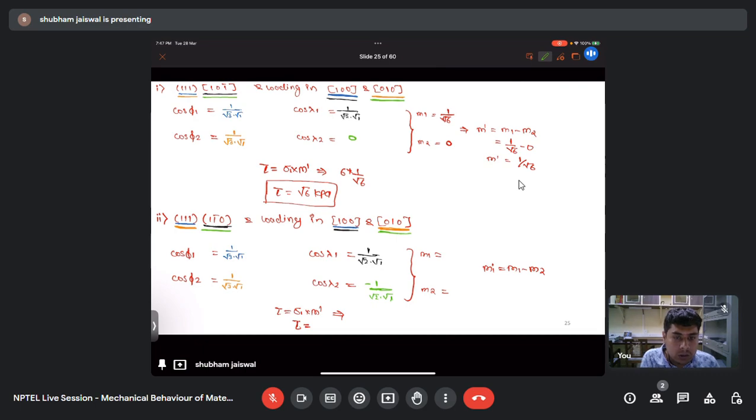So M1 we have how much? M1 we have 1 by root 6 and M2 we have minus 1 by root 6. So if we put 1 by root 6 minus minus 1 by root 6, we'll get M dash as 2 by root 6. So here 6 into 2 by root 6, so we'll get 2 root 6. That is the answer for the second part of the question.